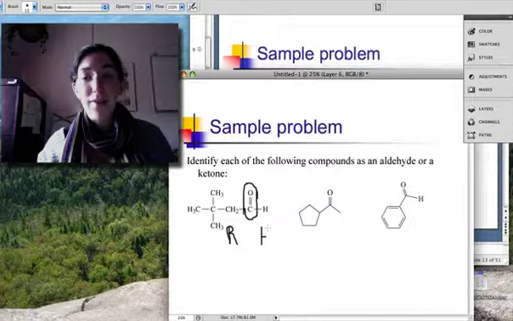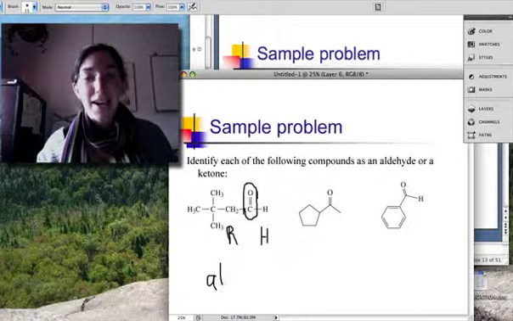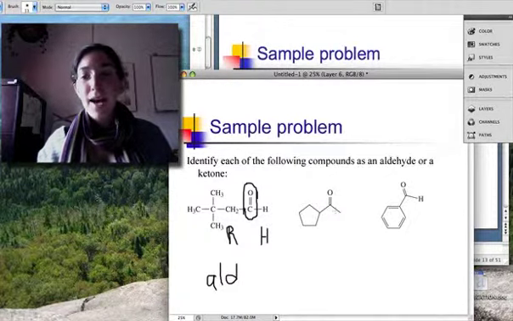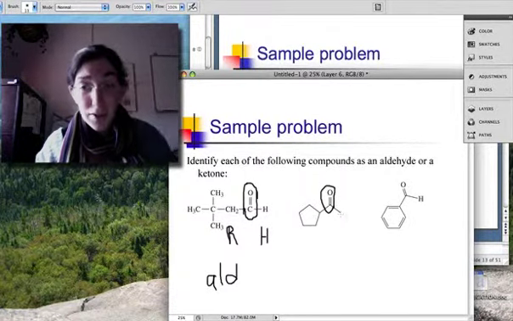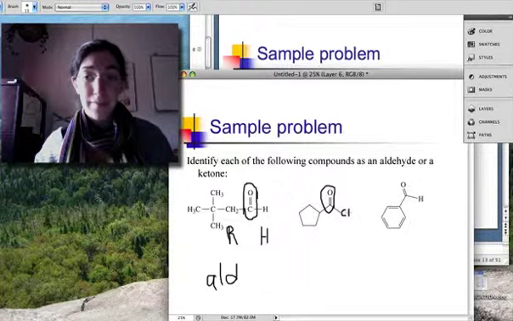So does that make it an aldehyde or a ketone? The correct answer is aldehyde. So hopefully you got that. How about this molecule? We have our carbonyl here, and then we have a CH3. The end of this line here represents a CH3, a methyl group.